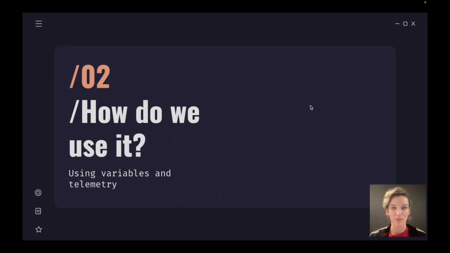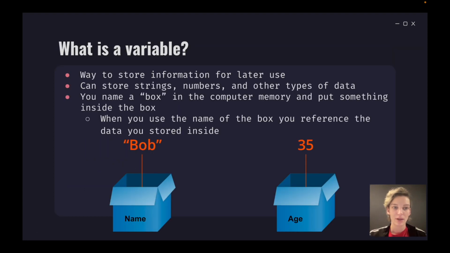So let's explain more about how we can use telemetry. Firstly, to get into telemetry, we have to understand what a variable is. A variable is a way to store information for later use. You can store strings, numbers, and other types of data. You pretty much name a box in the computer memory and put something inside the box. When you use the name of the box, you reference the data you stored inside.